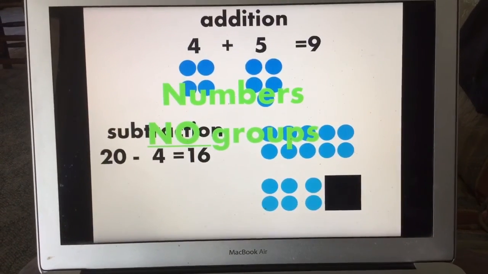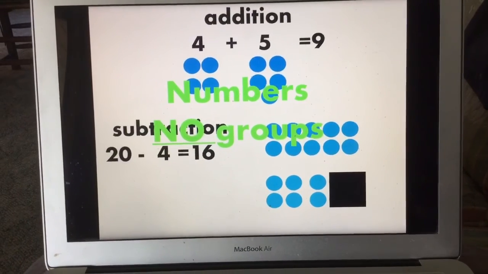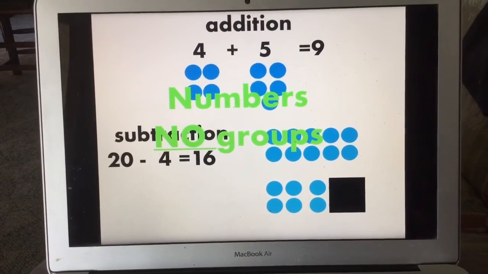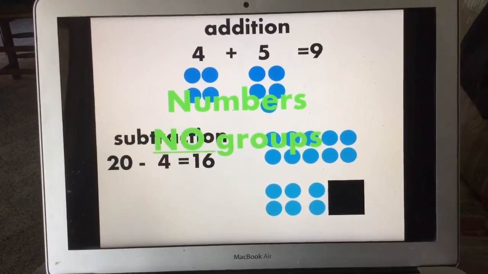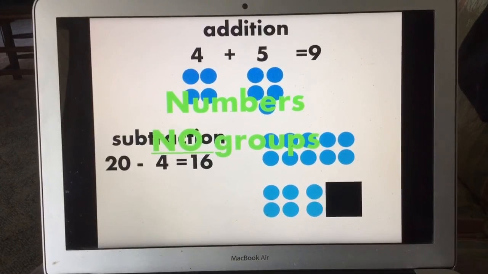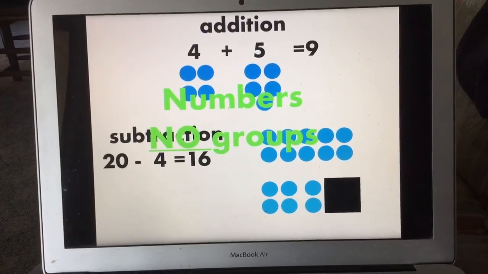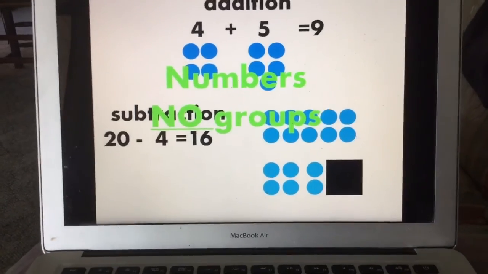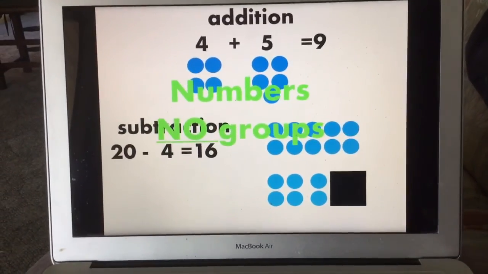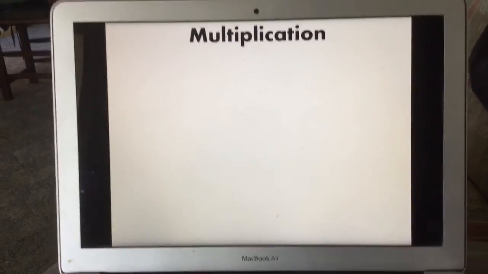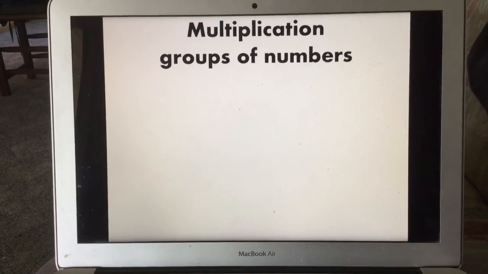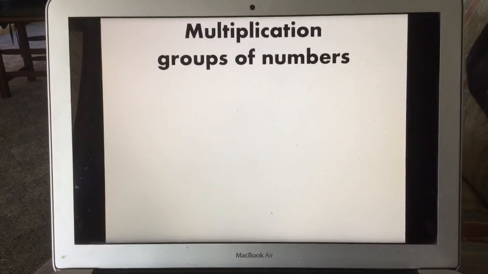The problem is these are numbers, not groups. That is the difference, okay? Addition and subtraction deal with only numbers. When you get into multiplication and division, you're going to have numbers, but those numbers are going to be in groups, okay? So, multiplication. Now we have groups of numbers, not just straight numbers.